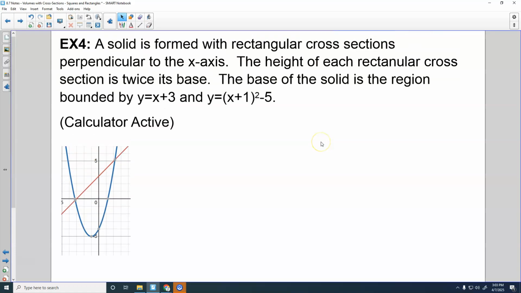Okay, so for this, we've got a solid formed with rectangular cross sections perpendicular to the x-axis. So my cross section here is going to be perpendicular to the x-axis. That means it's going to be vertical there. That's going to be my S.